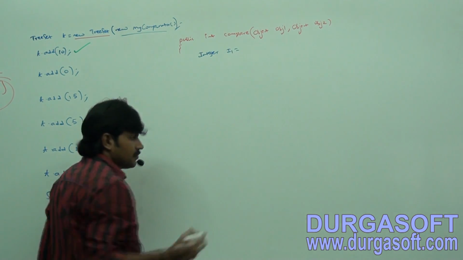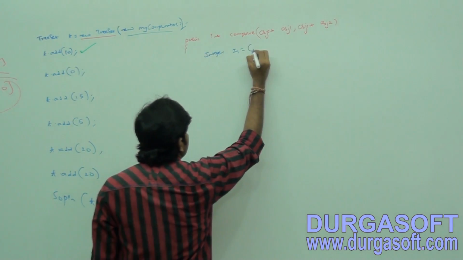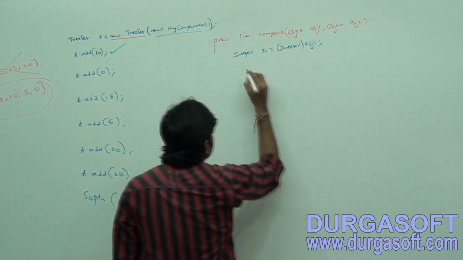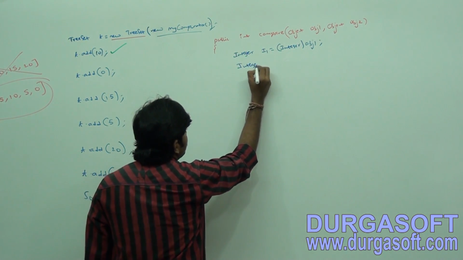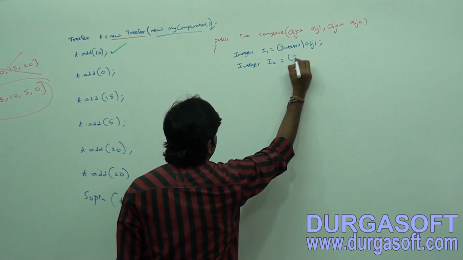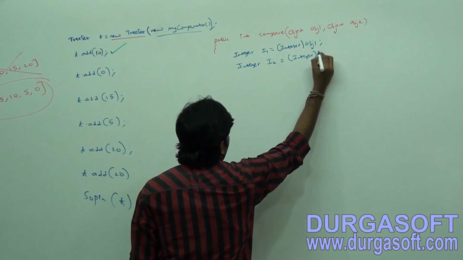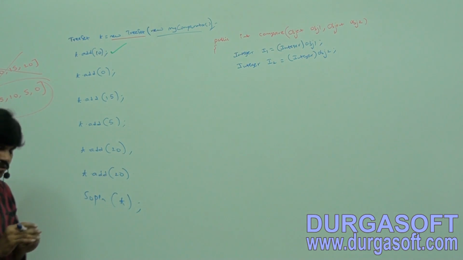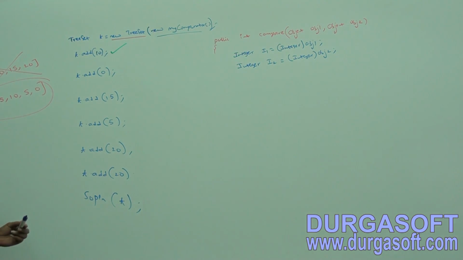Integer I1 is equal to Integer of obj1. Integer I2 is equal to Integer of obj2. Take very special care about this.